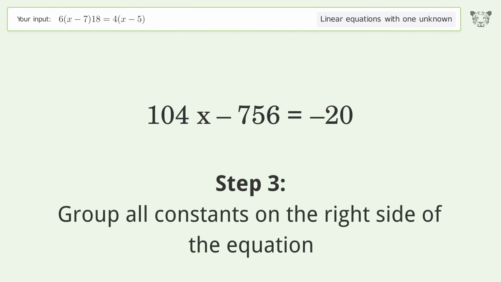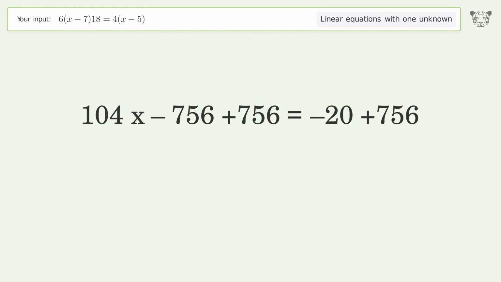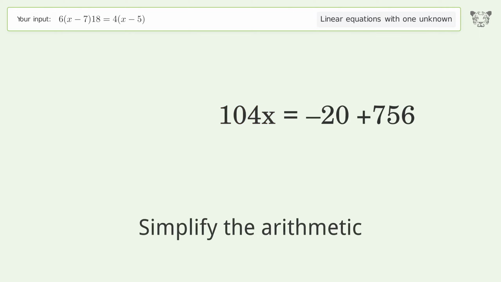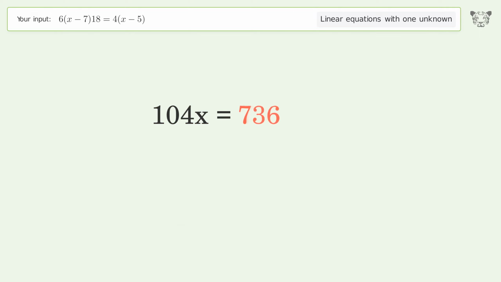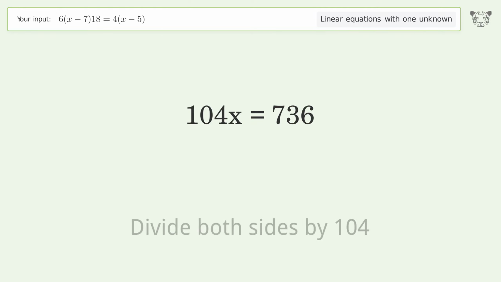Group all constants on the right side of the equation. Add 756 to both sides. Simplify the arithmetic. Isolate the x. Divide both sides by 104.